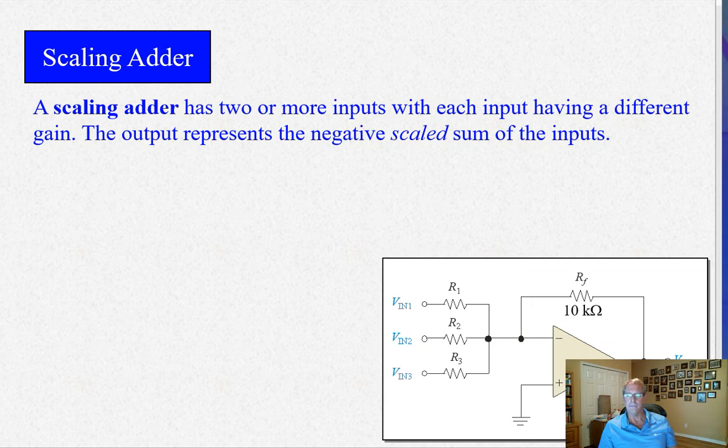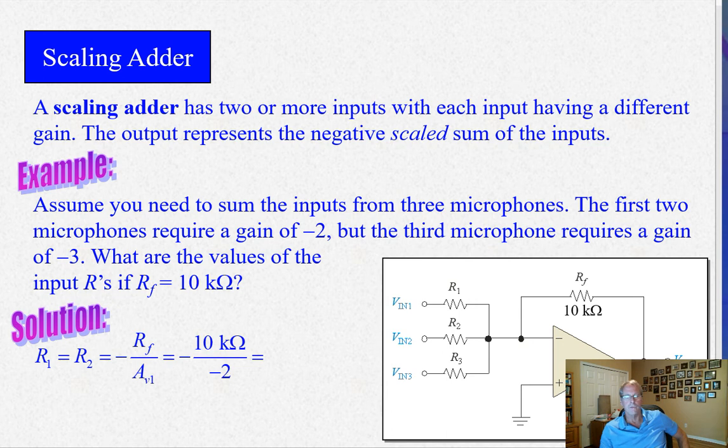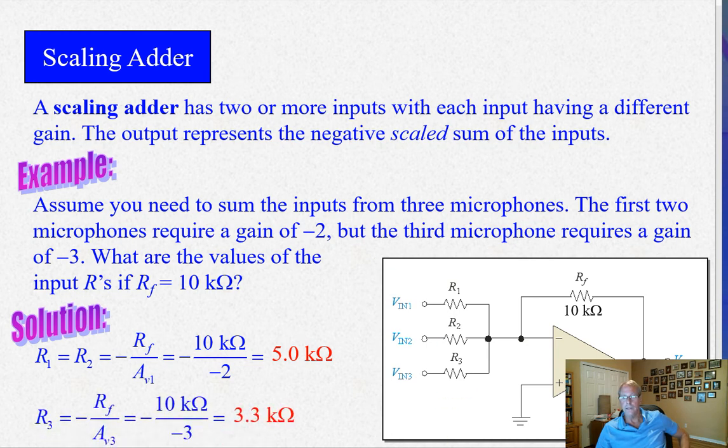There's also a scaling adder. Now, scaling adders is where you have one feedback resistor, in this case 10K, and each one of these input resistors is different. It's going to give a different weight to these inputs. And so here's an example. This is a good example. We have 3 microphones. The first 2 microphones require a gain of -2. And the third one requires a gain of -3. So the values, if RF is 10K, for R1 and R2, you have 10K divided by -2, which is that gain, and you're going to get a resistor of 5K. For the third one, it's divided by -3, so you're going to get a 3.3K.